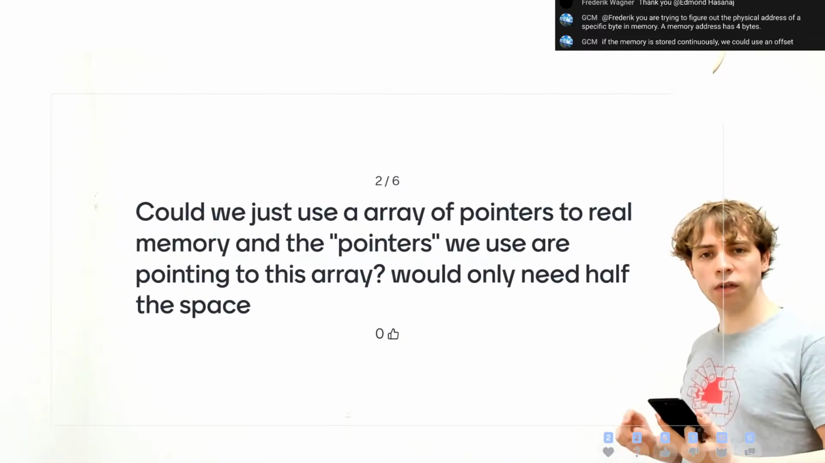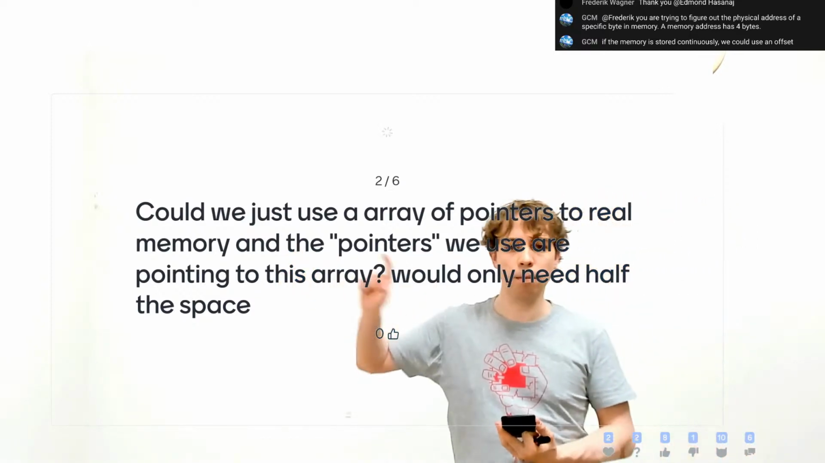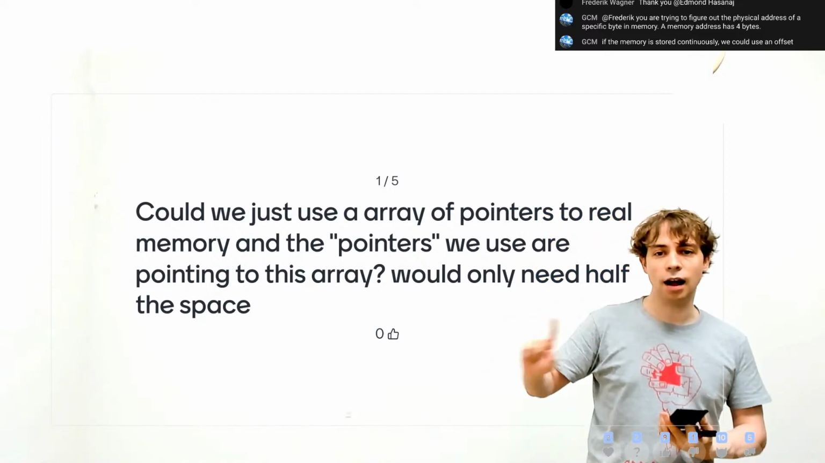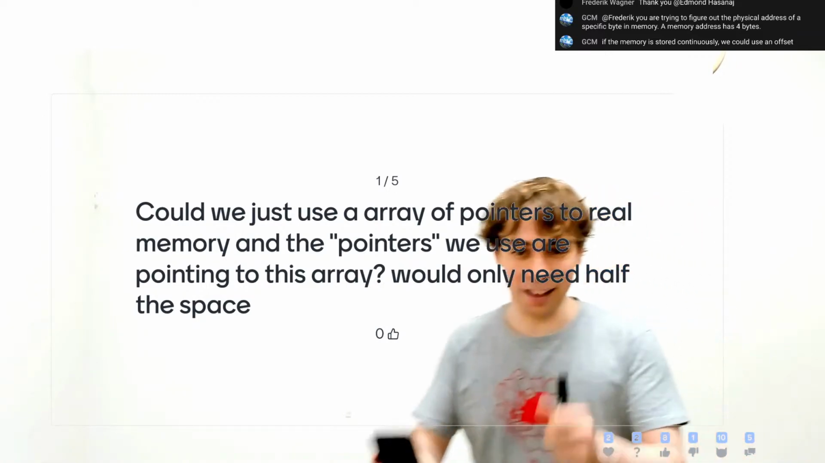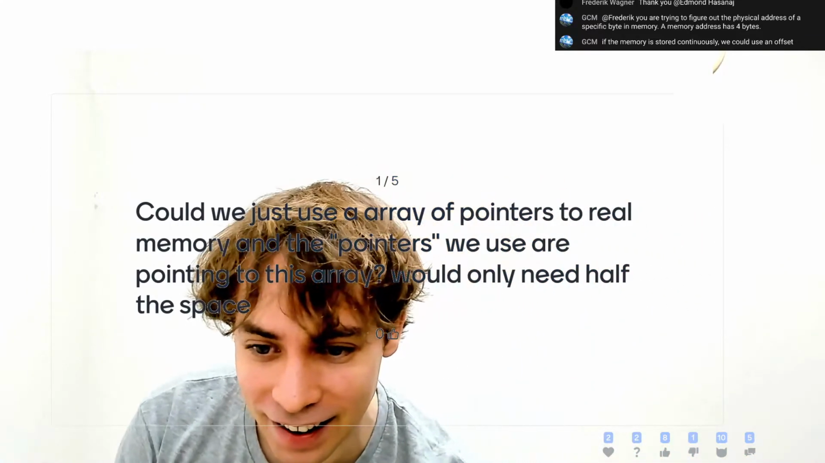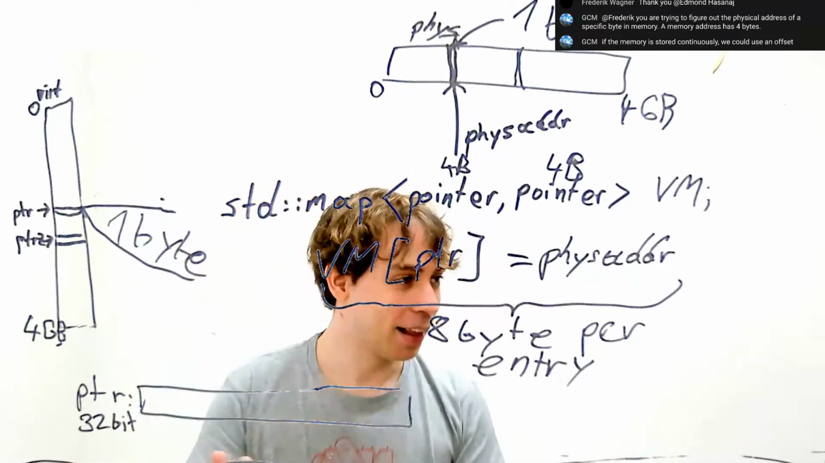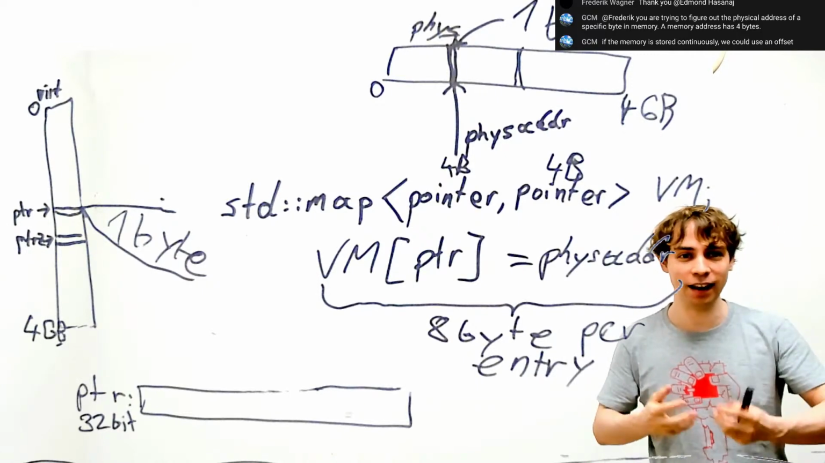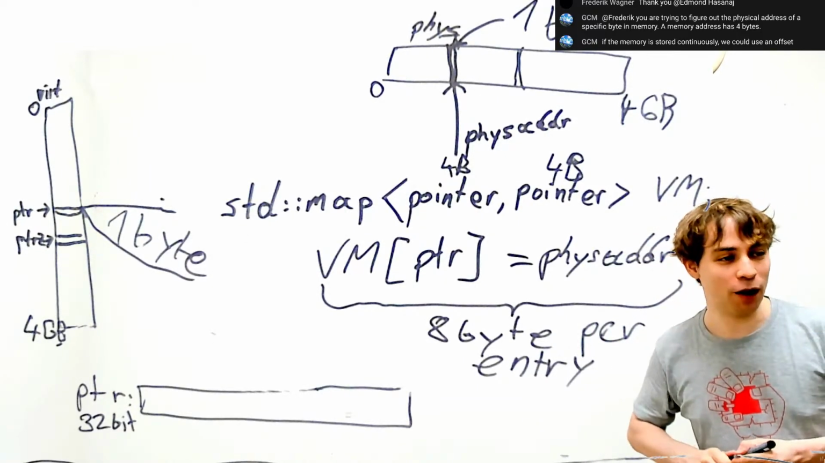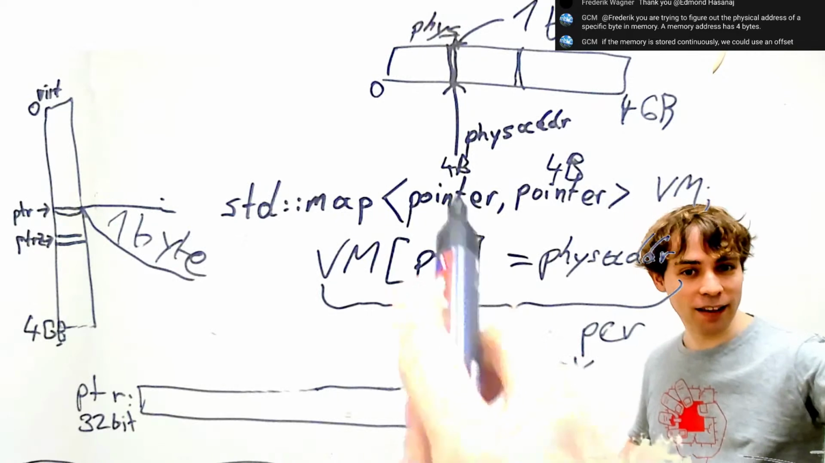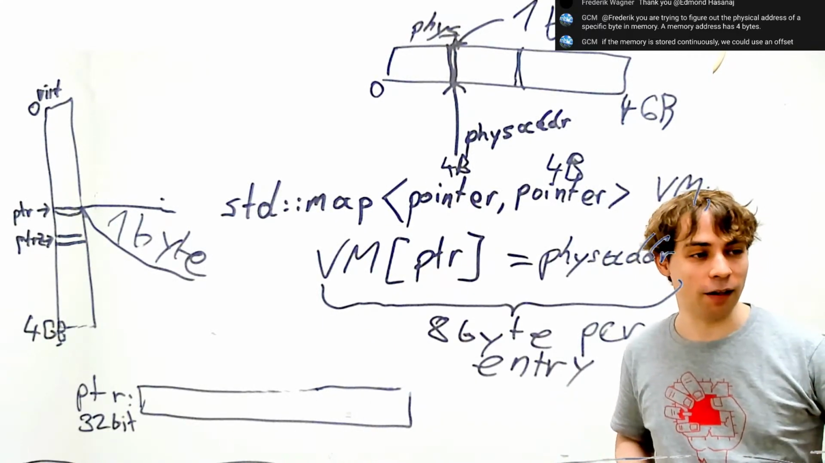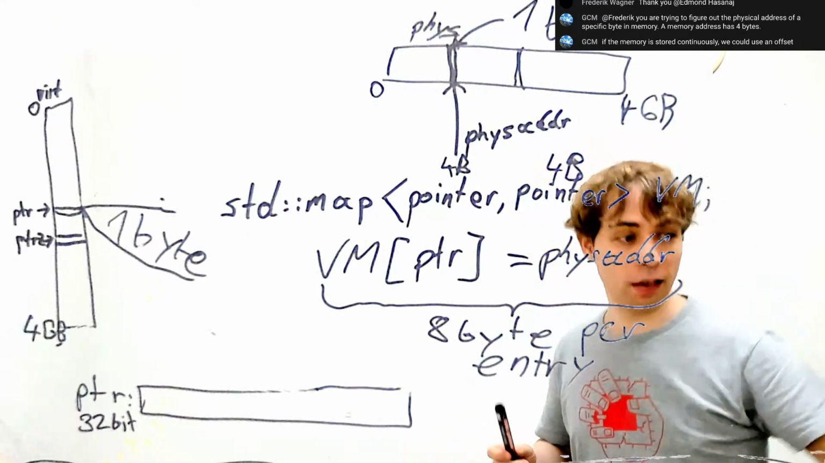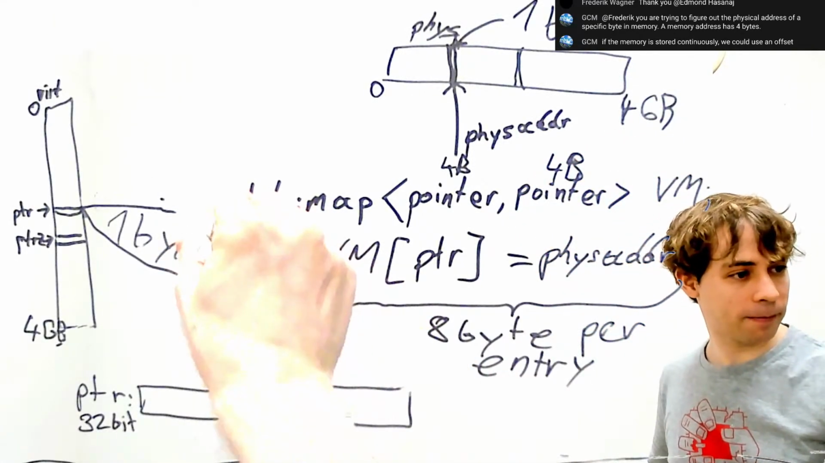Okay, could we just use an array of pointers to real memory, and the pointers we use are pointing to this array? We would only need half of the space. Oh, very nice. That's the first optimization. I really like this. This is great. We start with ideas, and we think about how we can optimize this. Yes, if we make this an array, we save half of the size, but we get into one problem now. So let's do this as the next optimization.